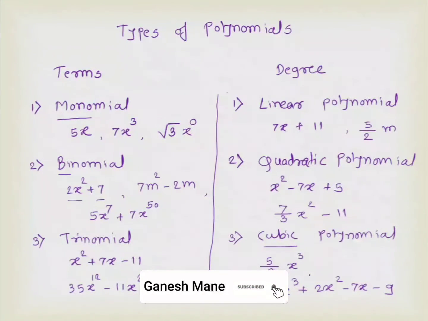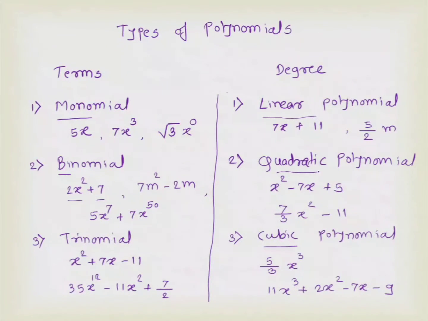So these are the 3 types of polynomials which are based on the degree of the polynomial. That is, if the degree of the polynomial is 1, then it is called a linear polynomial. If the degree is 2, then it is called a quadratic polynomial. And if the degree of the polynomial is 3, then it is called a cubic polynomial. So this is the classification of polynomials based on 2 criteria, that is on the basis of the terms and on the basis of the degree of the polynomial.